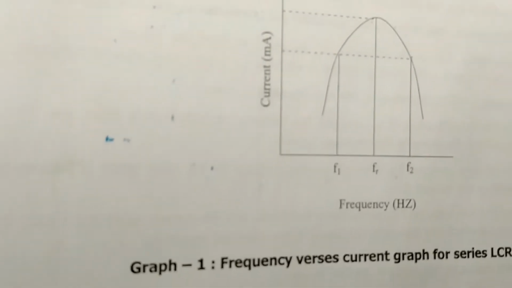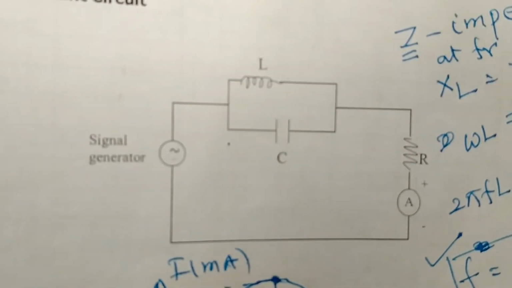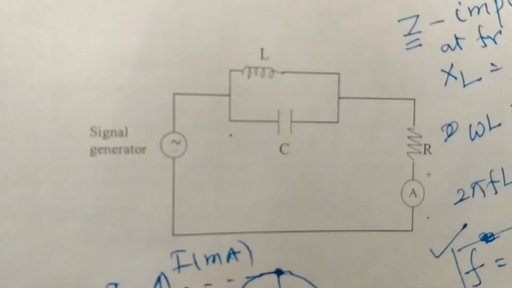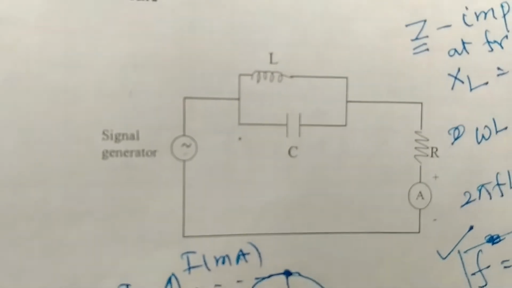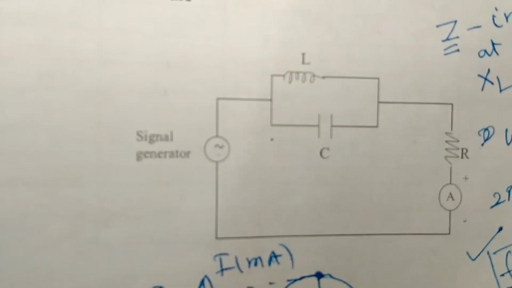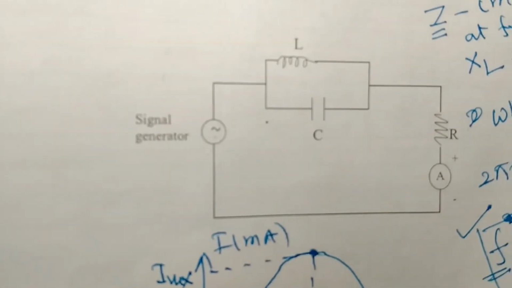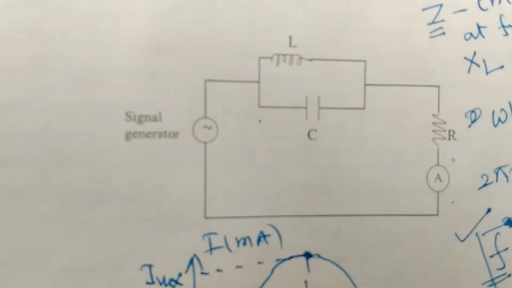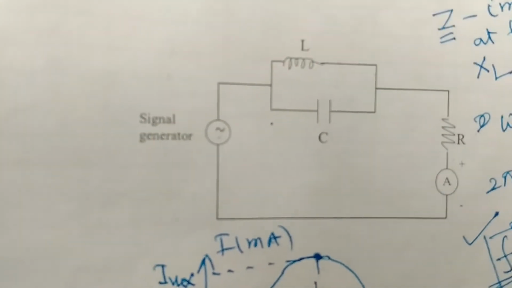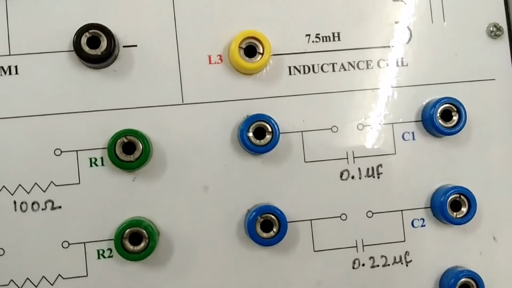Now we will go to LCR parallel resonance, and this is the circuit diagram. If you look, L and C are parallel, the two ends of L and C are connected here, and it is connected to the signal generator. The other two ends of L and C are connected to the resistance, and then through an ammeter it comes back to the signal generator. Therefore, here is our circuit.